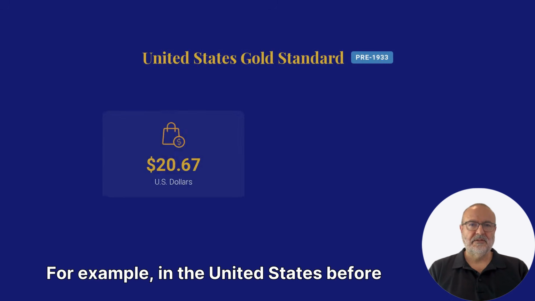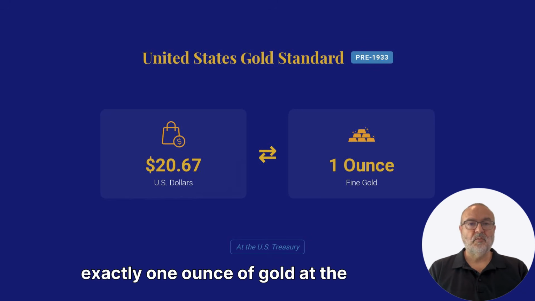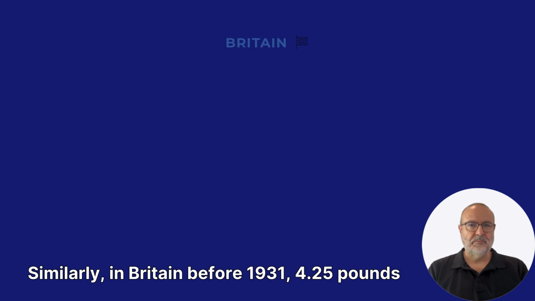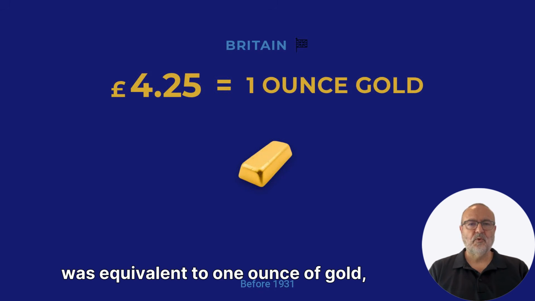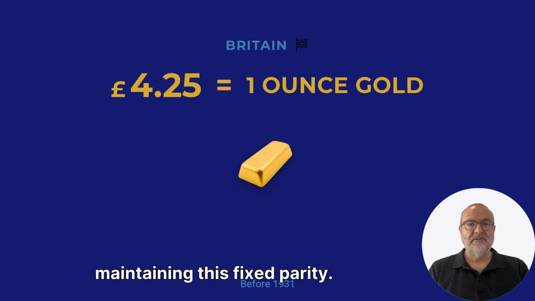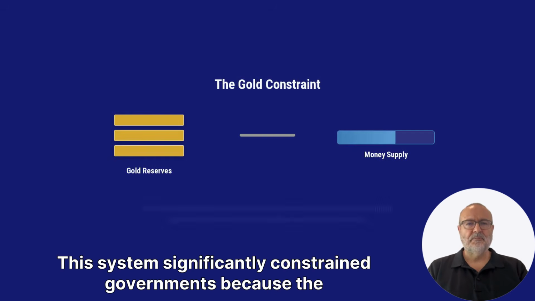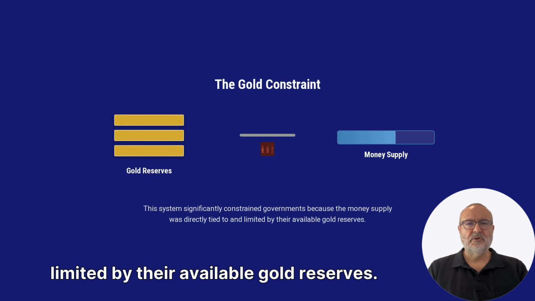For example, in the United States before 1933, citizens could exchange $20.67 for exactly 1 ounce of gold at the Treasury. Similarly, in Britain before 1931, 4.25 pounds was equivalent to 1 ounce of gold, maintaining this fixed parity. This system significantly constrained governments because the money supply was directly tied to and limited by their available gold reserves.